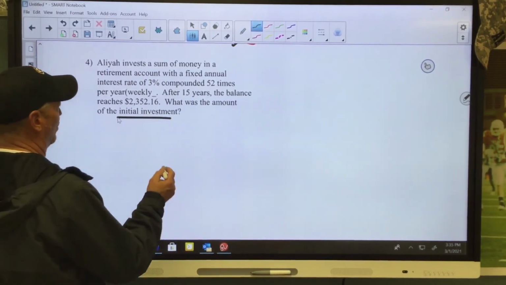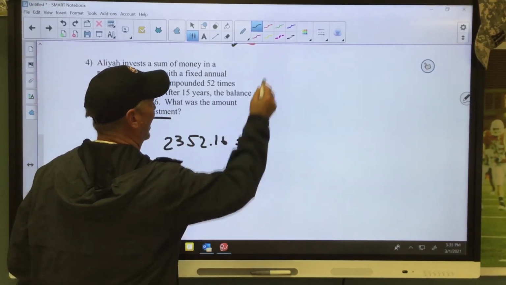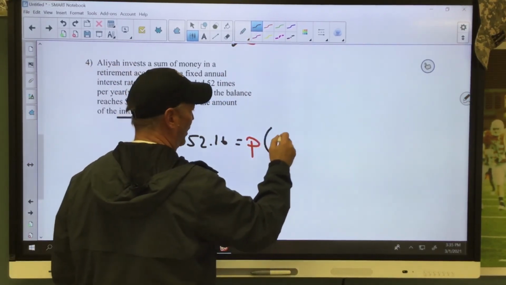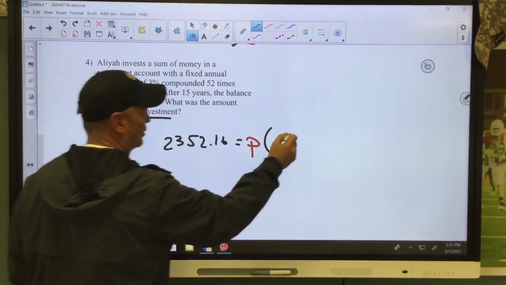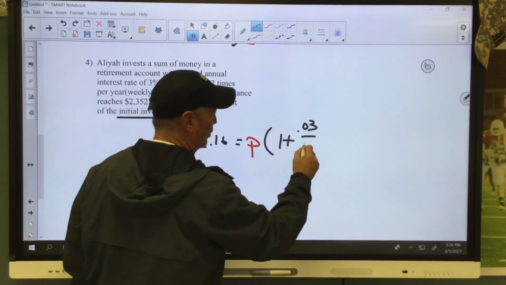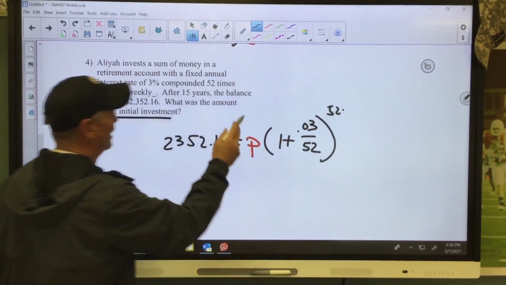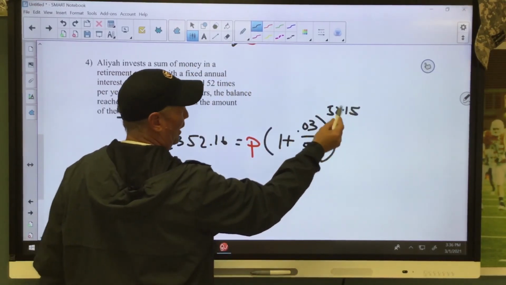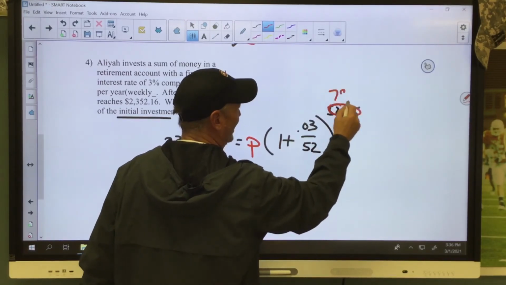Okay, so final amount is 2352.16. I do not know my P value, okay? But we're going to go 1 plus, it says our rate is 0.03. Our N will be 52 because it's going to be weekly. 52 times 15 years. When you multiply 52 times 15, this will be a total of 780.